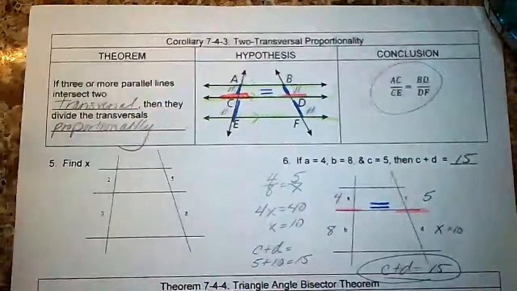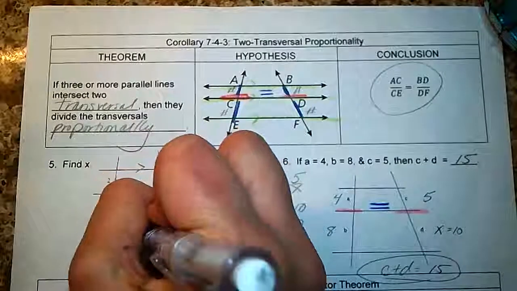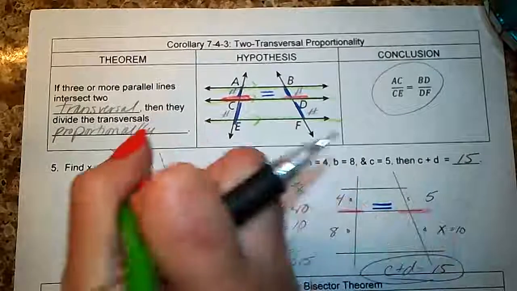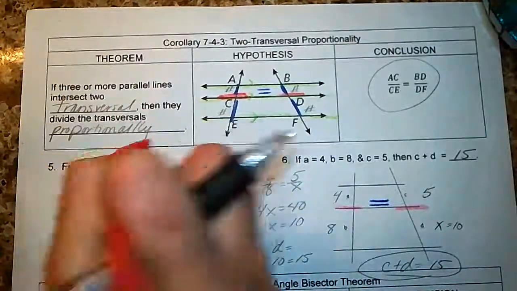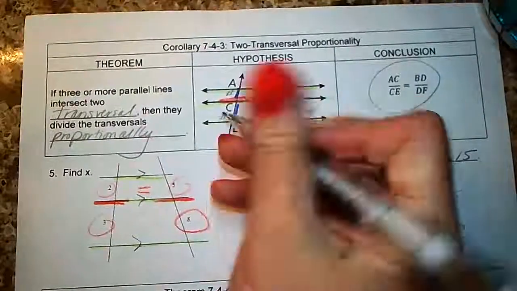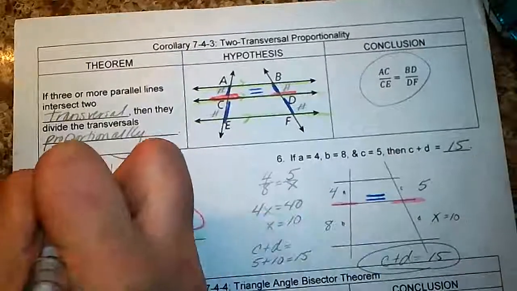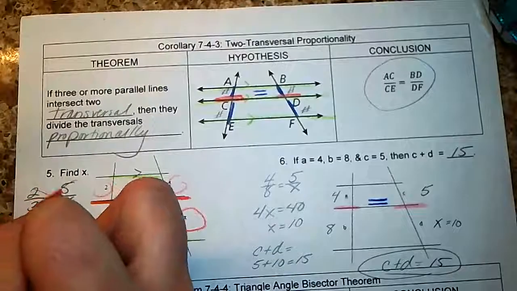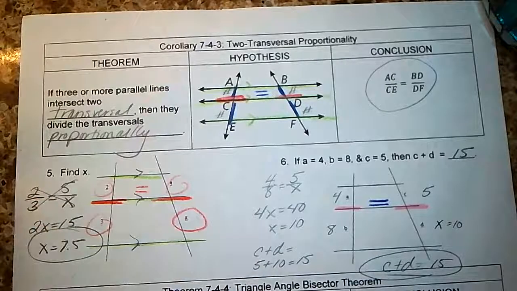Okay, so let's set this up. It's pretty simple to set these up. First of all, guys, they should tell you that these lines are parallel. Once you know these lines are all parallel, all you have to do is set a proportion. This over this equals this over this. That's all you have to do. So we know that 2 over 3 is equal to 5 over x. And then we just cross multiply. 2x equals 15. Divide by 2, and x is equal to 7.5. And that's how you do it.